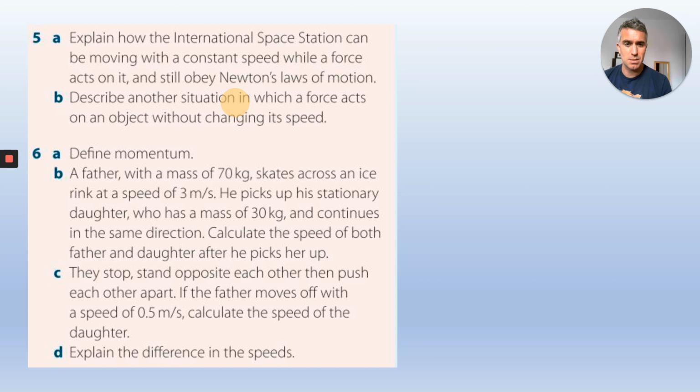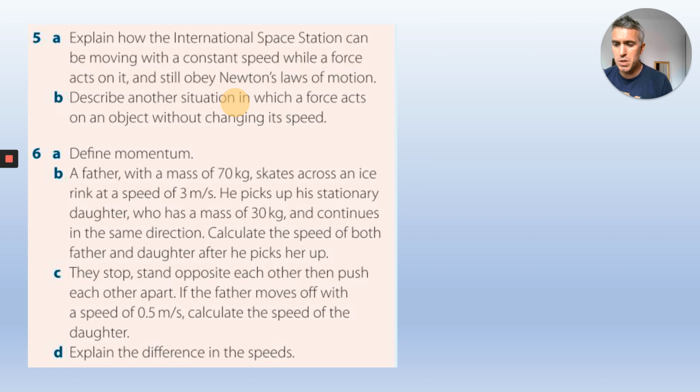So he has a momentum at the start. She has zero momentum at the start because she's not moving. Then, at the end, they are combined, so they're heavier, but their momentum must be conserved. They stop. They stand up, see each other, and then push each other apart.